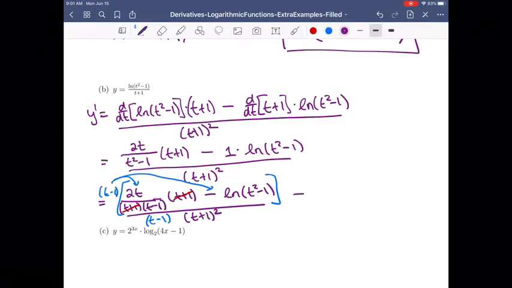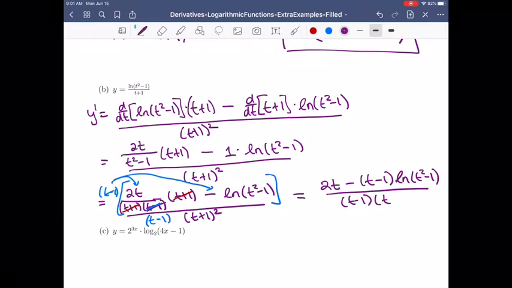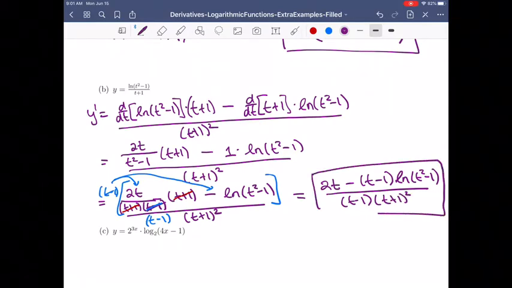That's just going to get rid of the fraction within the fraction, because this t minus 1 here is going to cancel with that one in the first term. So we're going to have 2t minus t minus 1 ln of t squared minus 1, all over t minus 1 times t plus 1 all squared. So that's our derivative without any fractions within fractions.